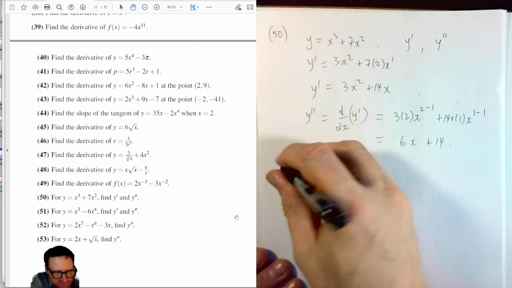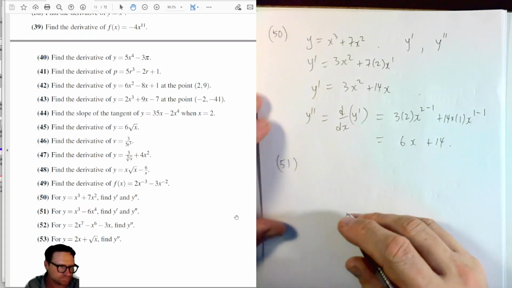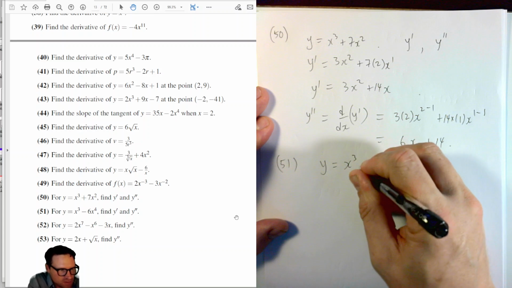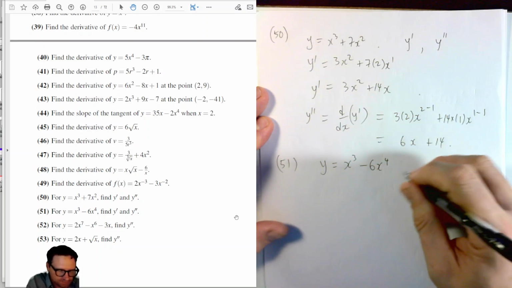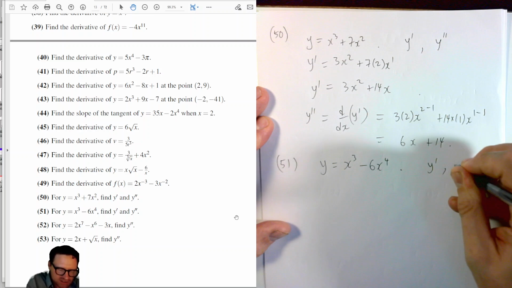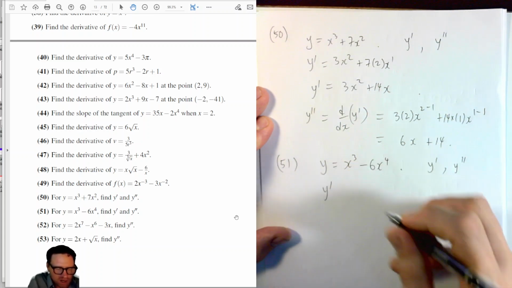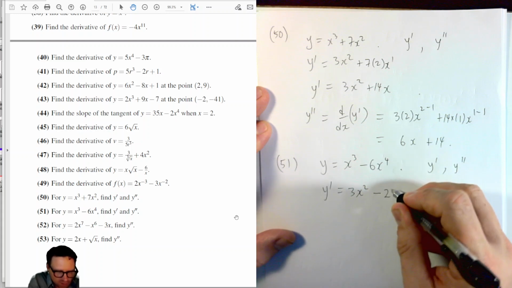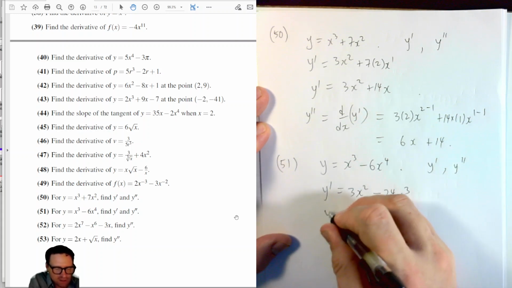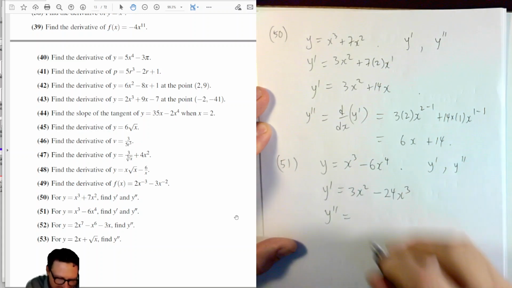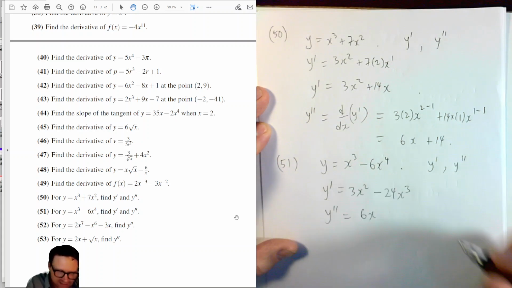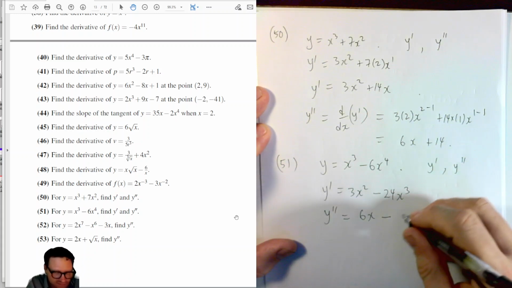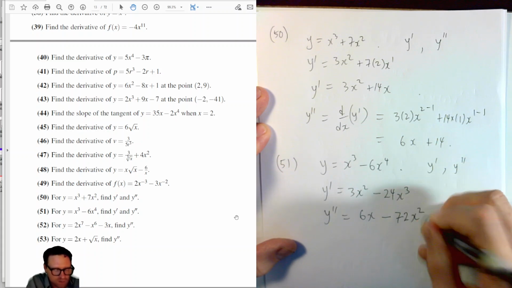Okay, question 51. y is equal to x cubed minus 6x to the 4th. We've got to calculate y dash and y double dash. So y dash is 3x squared minus 6 times 4 is 24x cubed. y double dash, differentiating this again, we have 3 times 2 is 6, x to the 1, minus 3 times 24 is 72, x squared.